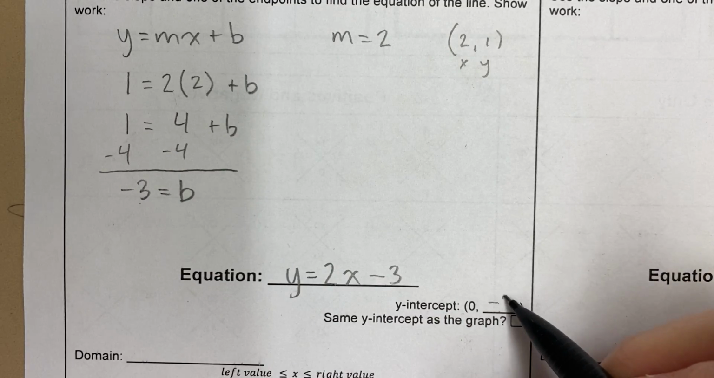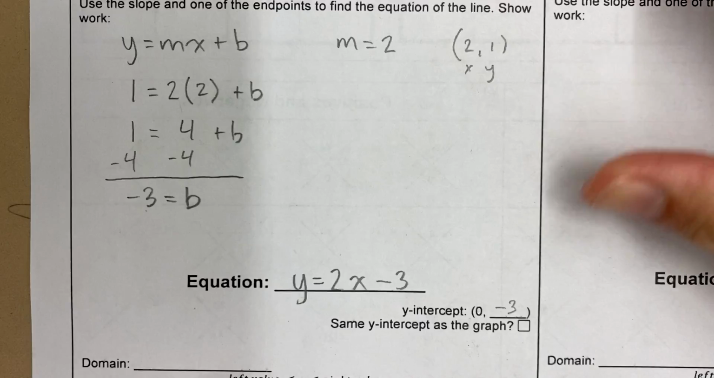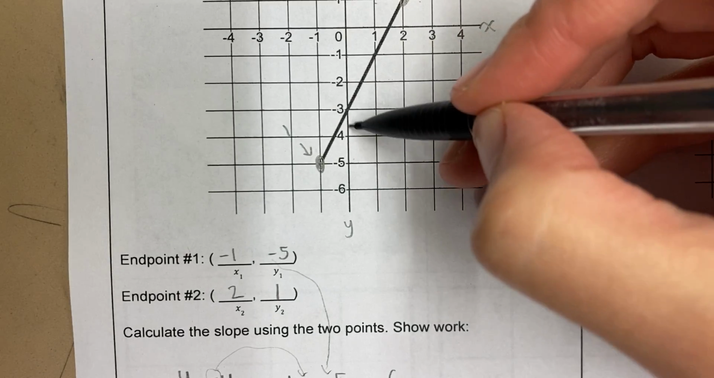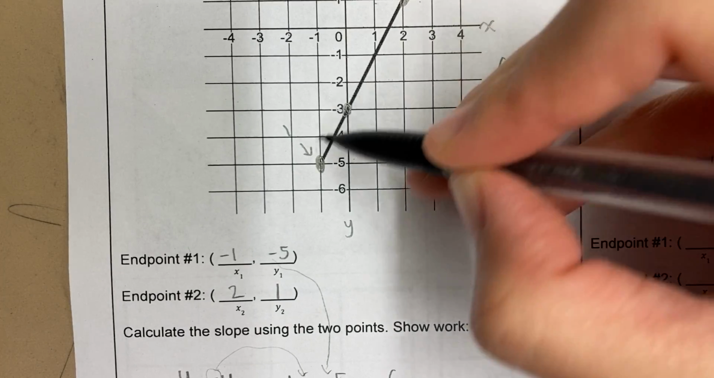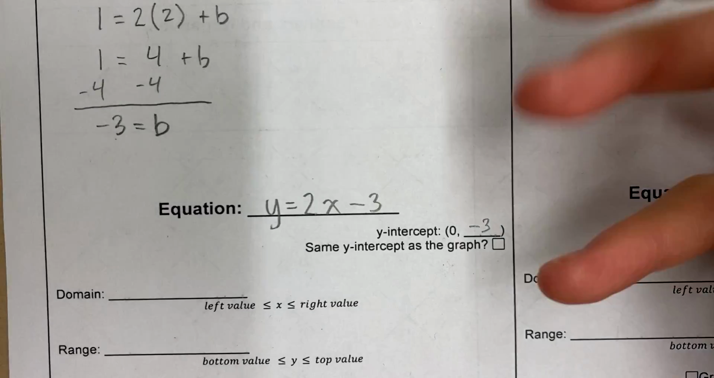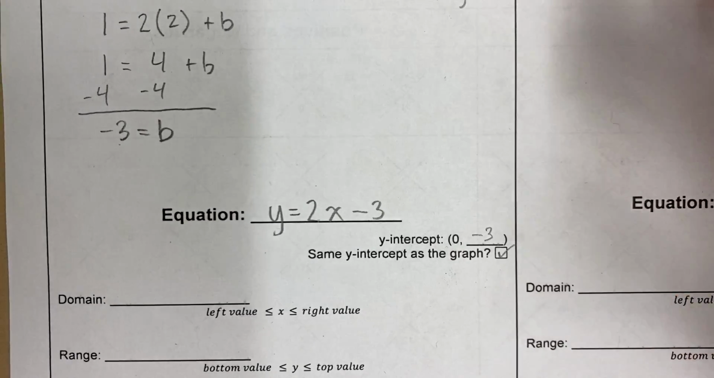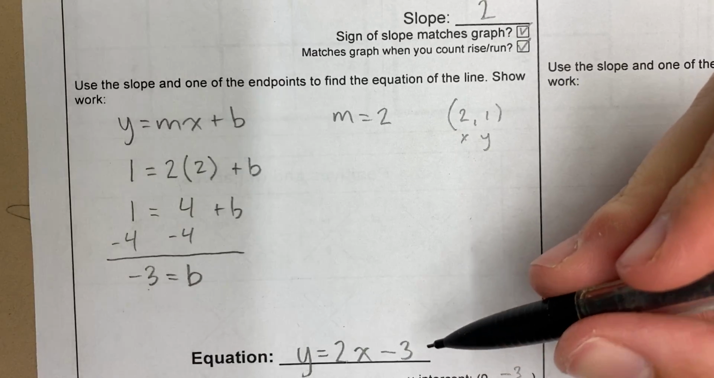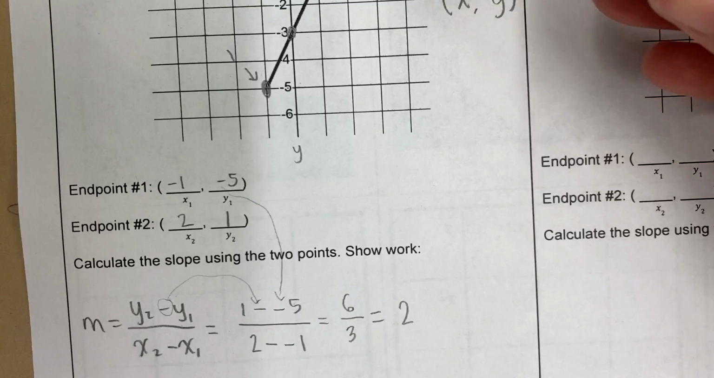Okay, now my y-intercept is -3. So it's this point, 0, -3. Is it the same as the graph? Let's go. Where's 0, -3? It's right here. Is that the y-intercept of my line? Yes, looks good. Okay, so you don't really need to check your math. You can just check, does your answer make sense when you look at the graph?